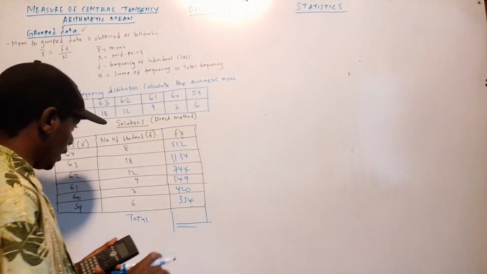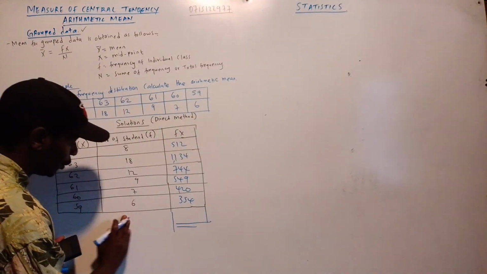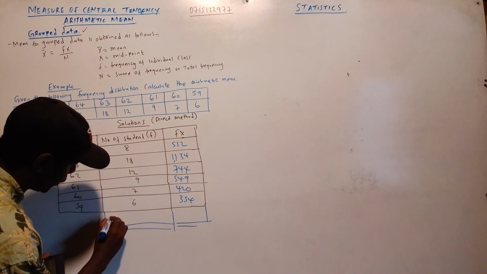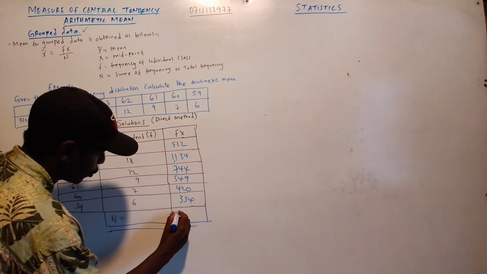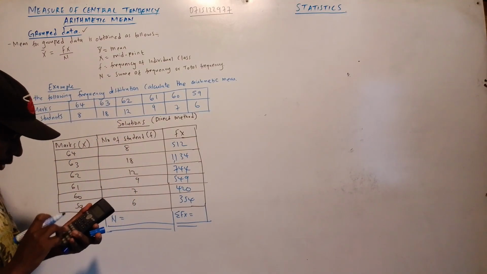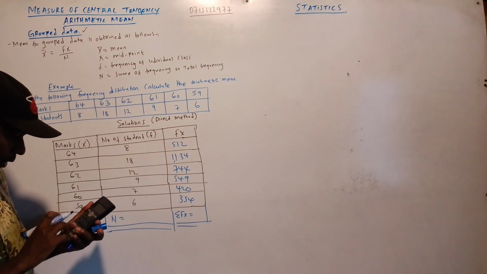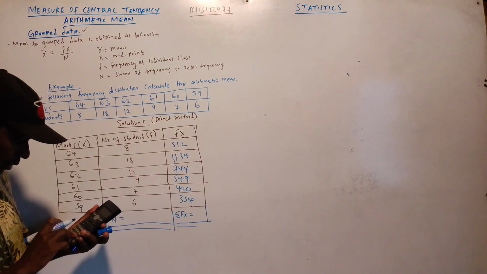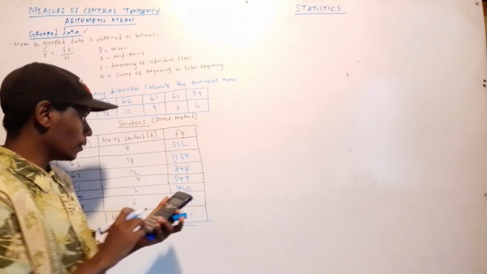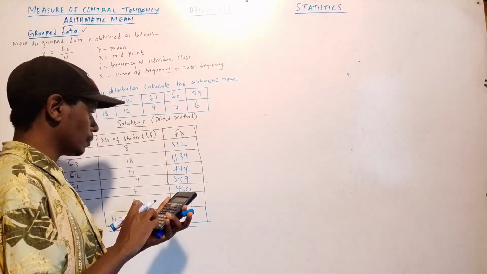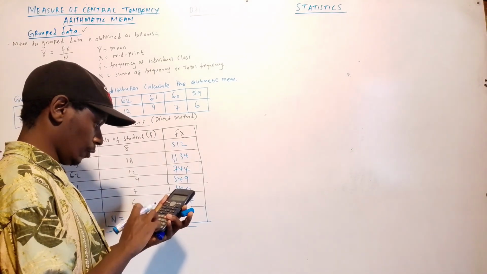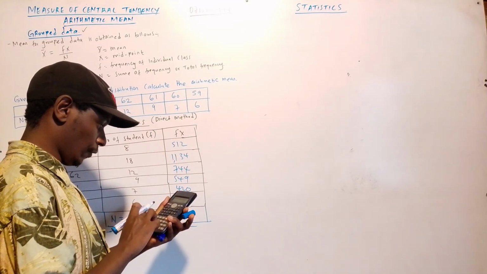Now we need two totals: the total of f, which is n, and the summation of fx. So 8 plus 18 plus 12 plus 9 plus 7 plus 6 is 60. Then 512, 1134, 744, 549, 420, 354 gives 3713.